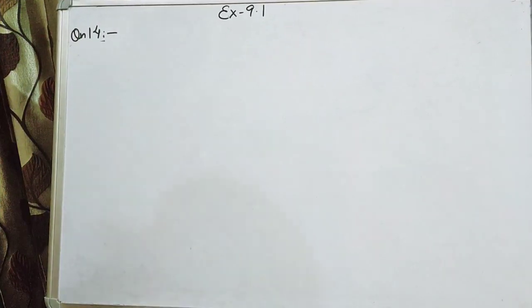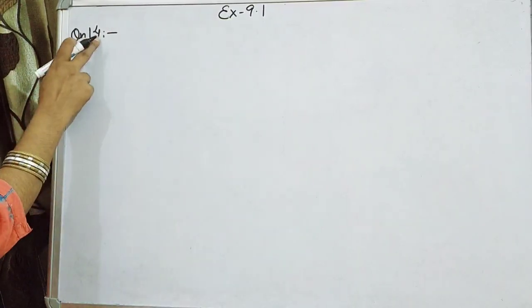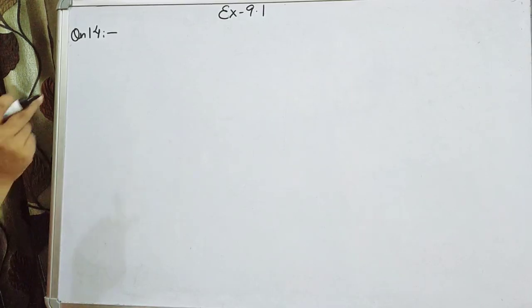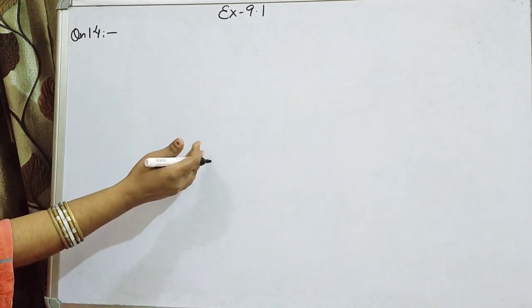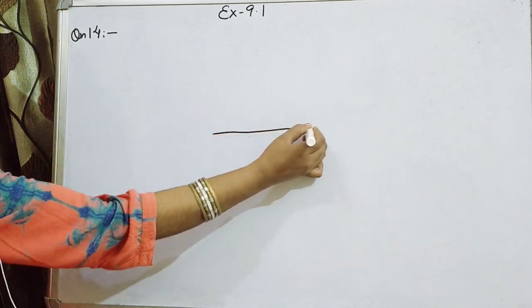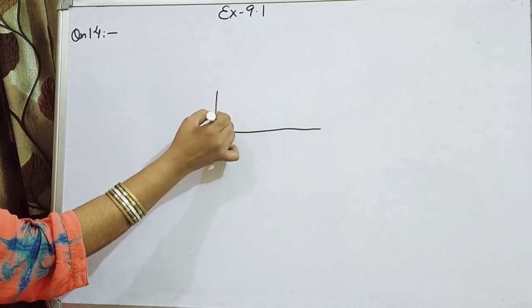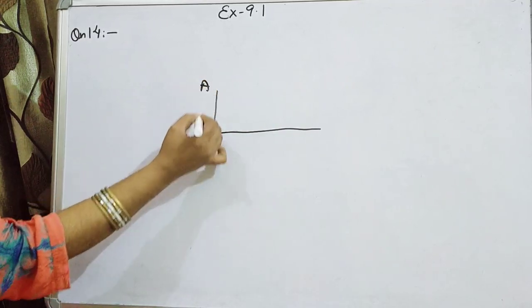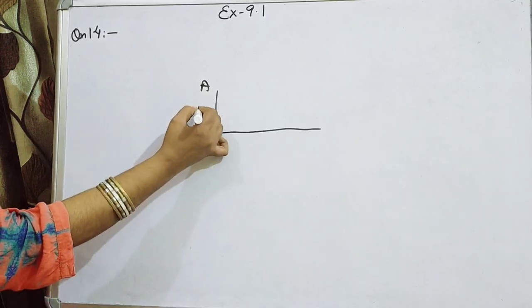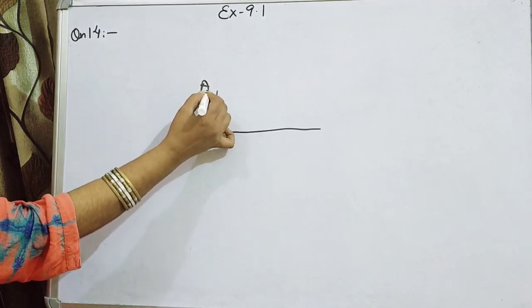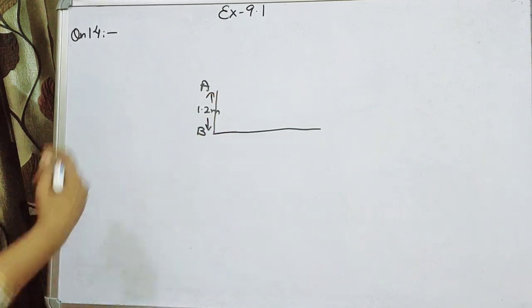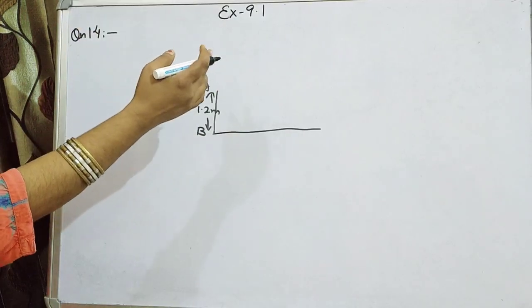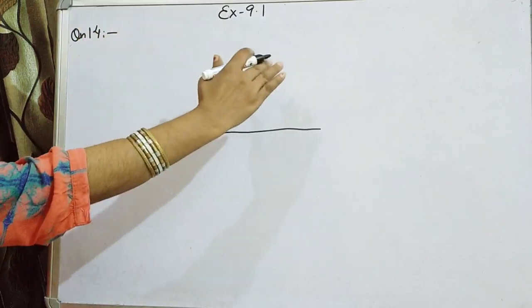My dear students, today we'll do exercise number 9.1 and from that we'll do question number 14. What is given in the question? There is a girl and she is 1.2 meter tall. The height of the girl is 1.2 meter tall. Let's say this is a girl AB and her height is 1.2 meter.